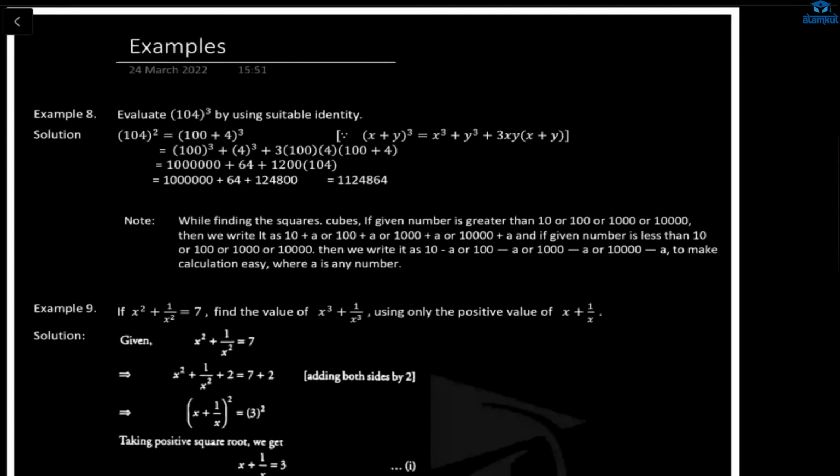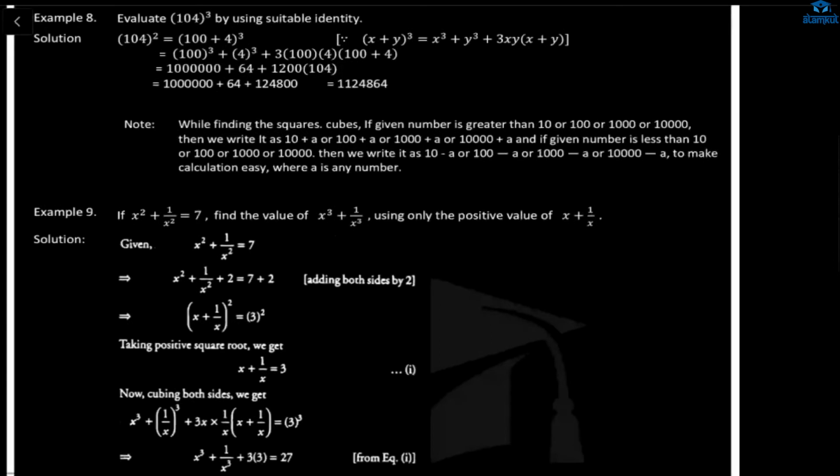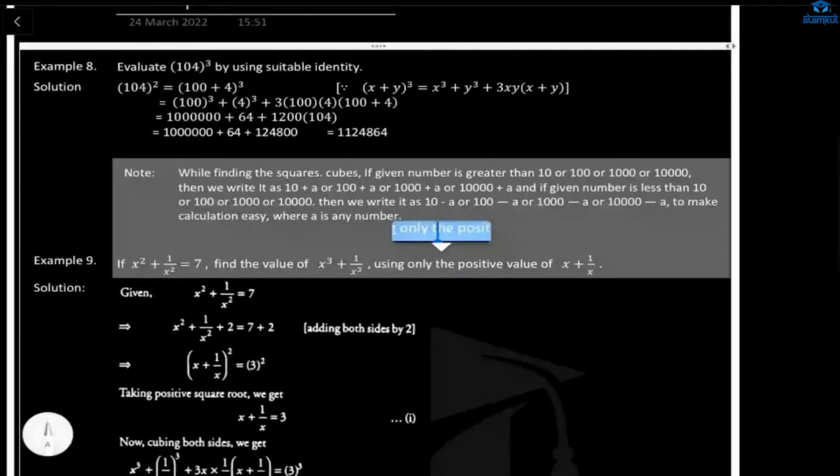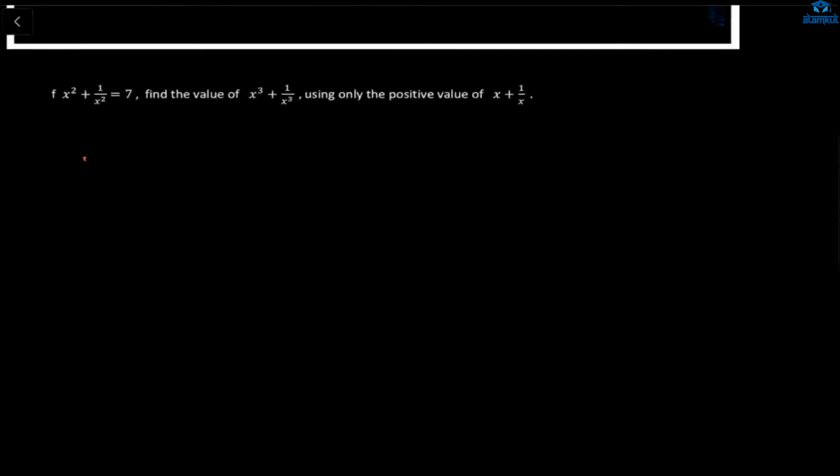Now example number 9. Everybody try to do this example. Tell me how you're going to do it. It's given that x square plus 1 by x square is equal to 7. Now you have to find the value of x cube plus 1 by x cube using only the positive value of x plus 1 by x. Now how are you going to do it? Ma'am, first we'll take x square plus 1 by x square equals 7.